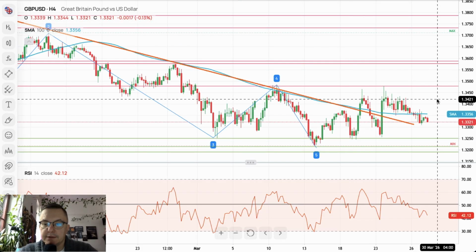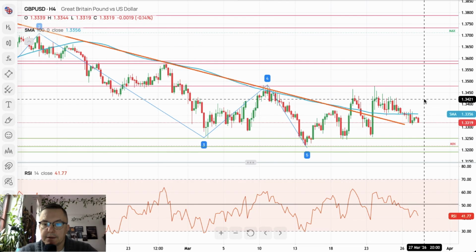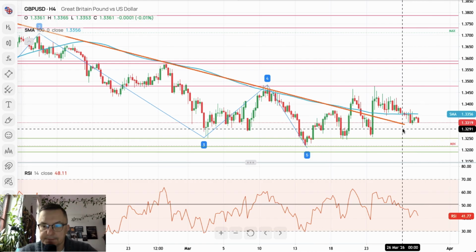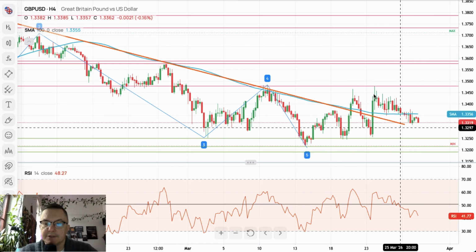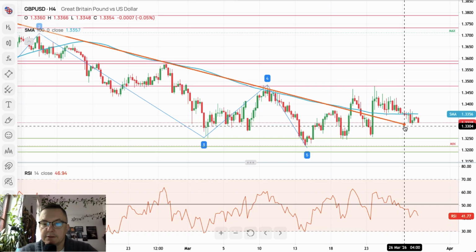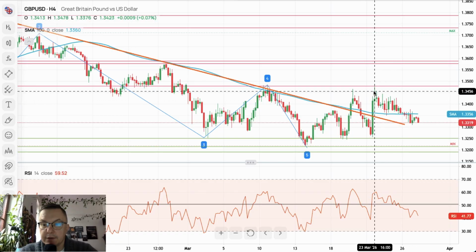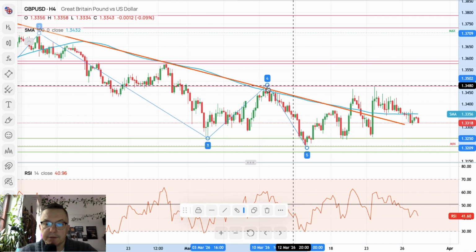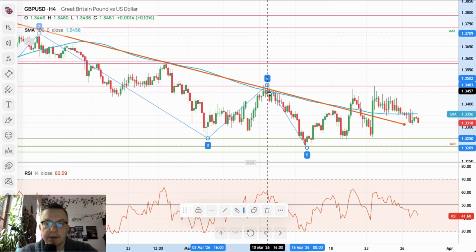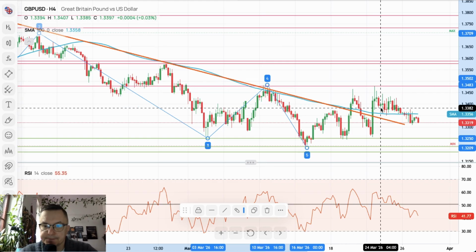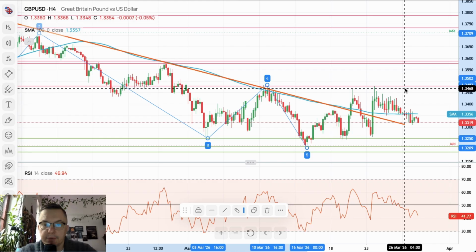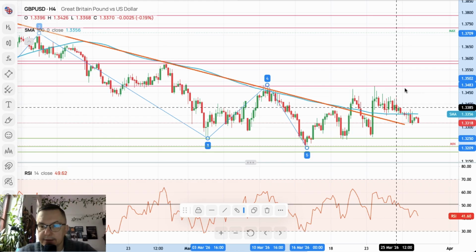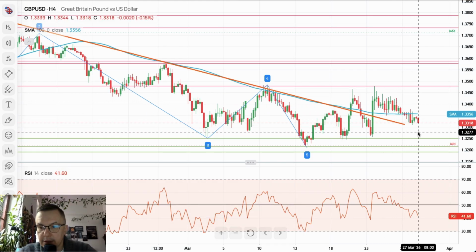British pound is roughly the same as the euro dollar in terms of the price action. We broke above the trend line, then we never held it because the previous local swing high, let me just move this one, there you go, the previous local swing high of the wave 4 located roughly around 1.5482 has been tested and rejected. You can clearly see the supply zone here, and as you can see, we went lower.